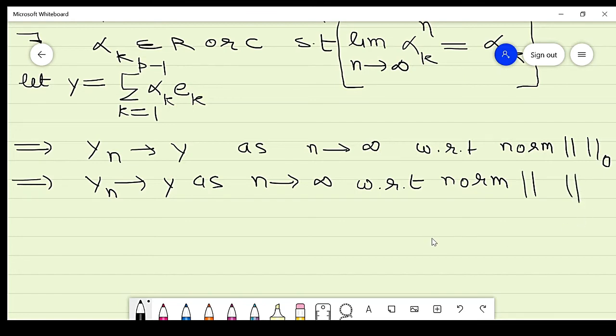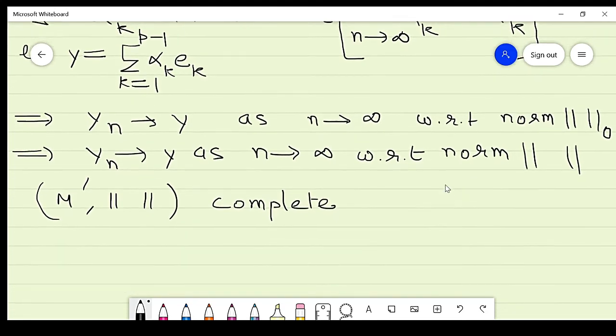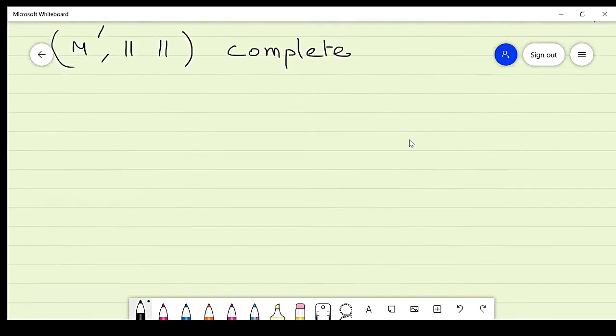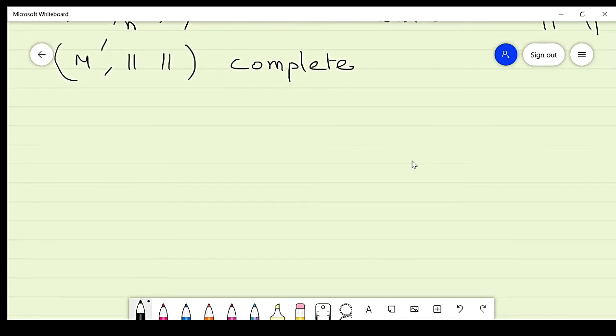So this Yn is convergent. It means the space M dash with this norm is complete. Why complete? Because every Cauchy sequence with this norm is convergent. Clear? So this is our first part. This space M dash, which is a subspace spanned by p minus 1 vectors, is complete.